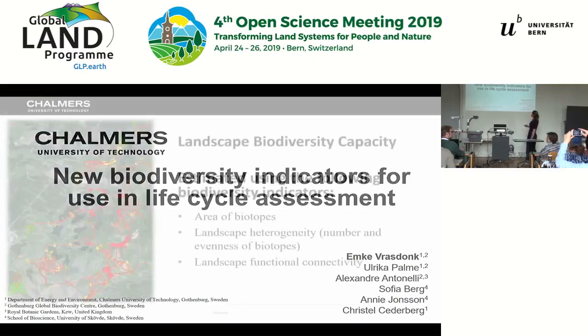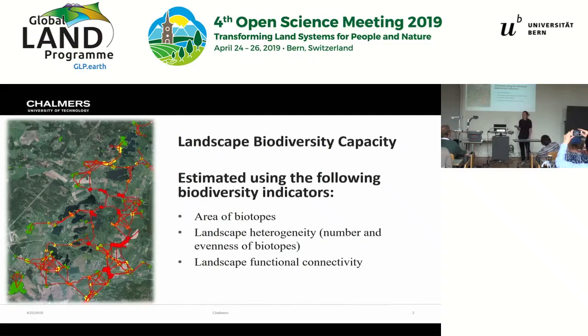The first one is the landscape biodiversity capacity, an index which is mainly tested and developed by your colleagues at Trifte University. It assesses the capability of the landscape to sustain biodiversity by the area of biotopes and the heterogeneity. But those two alone don't give us any information on how different patches are, the spatial distribution of patches, how well they are connected. So functional connectivity looks into how well these patches are connected based on the dispersal capacity of focal species. The higher the functional connectivity, the easier it is for species to disperse and to recolonize new patches of the landscape.